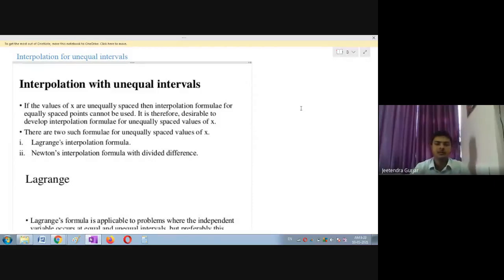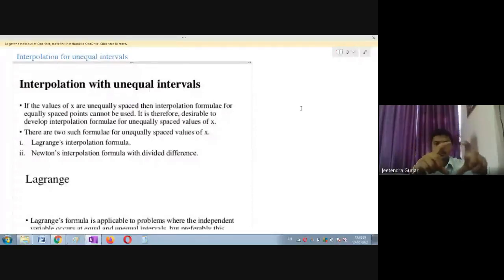So here what we have in interpolation with equal intervals. Please note down, students. If the values of x are unequally spaced, then the interpolation formula for equally spaced points cannot be used. Okay, so you cannot use the same. It will change every time we take the intervals and we will simplify. It is therefore desirable to develop interpolation formulas for unequally spaced values of x.